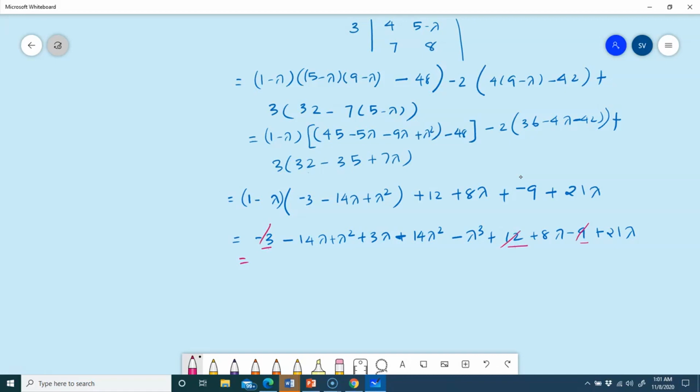Then we can go ahead with lambda. So 14 lambda, 3 lambda, that means -11 lambda, -11 lambda plus 21 lambda, that means 10 lambda.